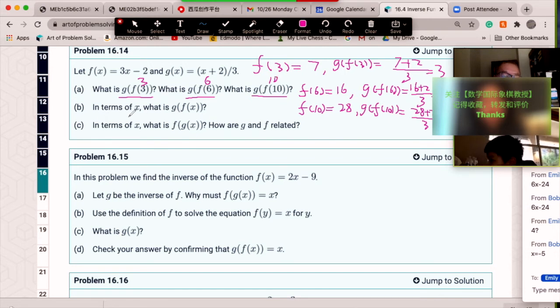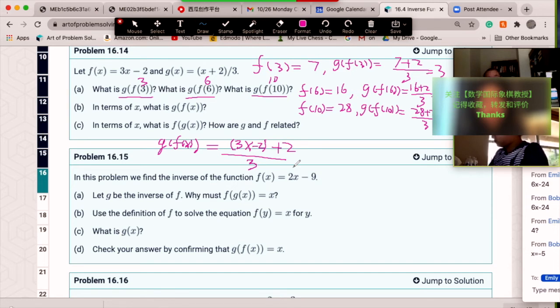Now in terms of x, what is g(f(x))? Okay, to calculate this one, that's easy, because for f(x), you need to use f(x) as the variable of g(x). So that means we can get 3x minus 2 to replace this x, then plus 2, then this one divided by 3. Right?